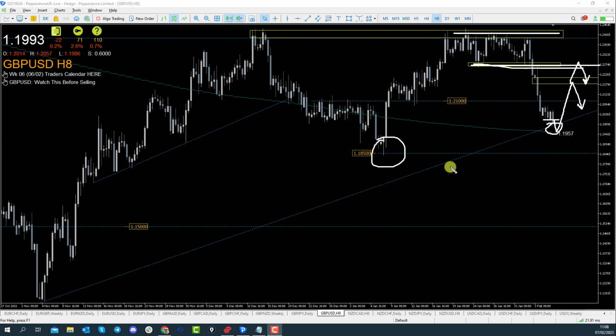Targets I still feel are the 1.1850. If we trade through that, we've got the 1.15 as a potential area of interest as well. So I still feel like the downside is there for pound US dollar, but I do feel like this market needs to pull back in order for us to get a good trade in this market. So hopefully that all made sense.